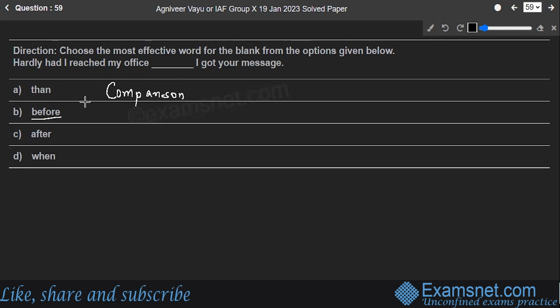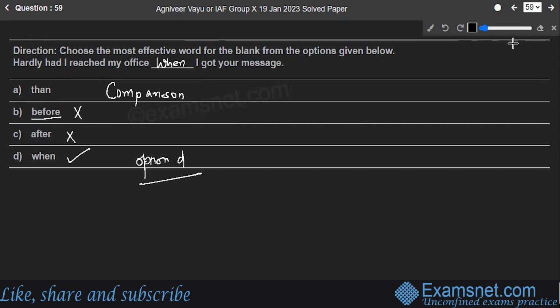Hardly had I reached my office, dash, I got your message. Before, no, before will not be used over here. The reason being it's talking like before is something which has happened before. Hardly had I reached my office before I got your message? No. After I got your message? No. When I got your message. Hardly had I reached the office when I got your message. That means immediately when I reached the office, I received your message. Immediately. Okay. So this is option D.